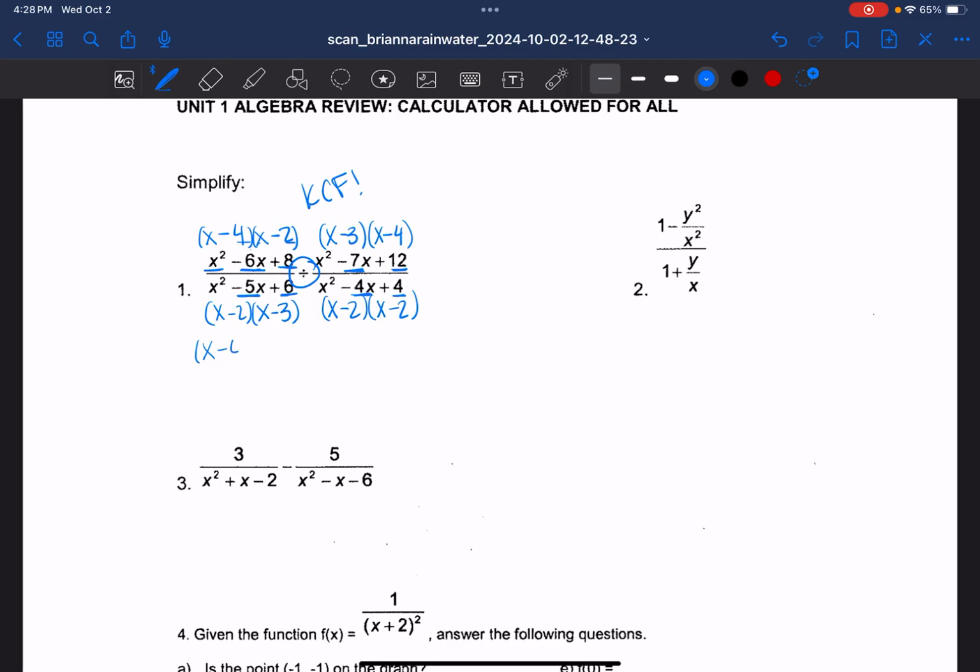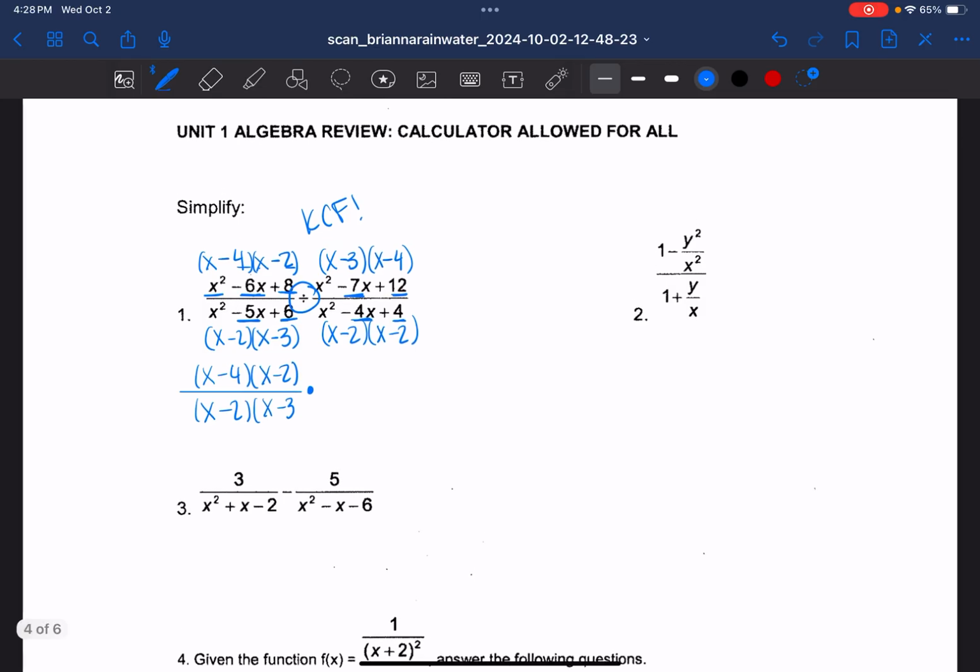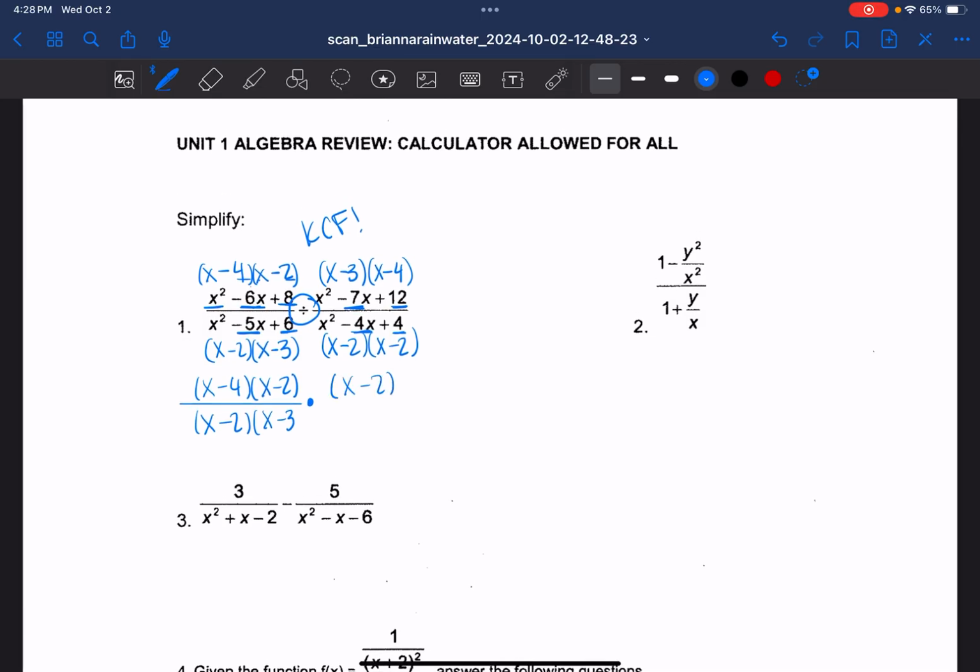So I'm going to keep x minus 4 times x minus 2 over x minus 2 times x minus 3, change from division to multiplication, and then flip my fraction, putting x minus 2 on the top and x minus 3 times x minus 4 in the bottom. And then I'm going to divide out anything that matches. It looks like we have an x minus 4 in the top over here and an x minus 4 in the bottom over here. I've got an x minus 2 in the top here and an x minus 2 in the bottom here.